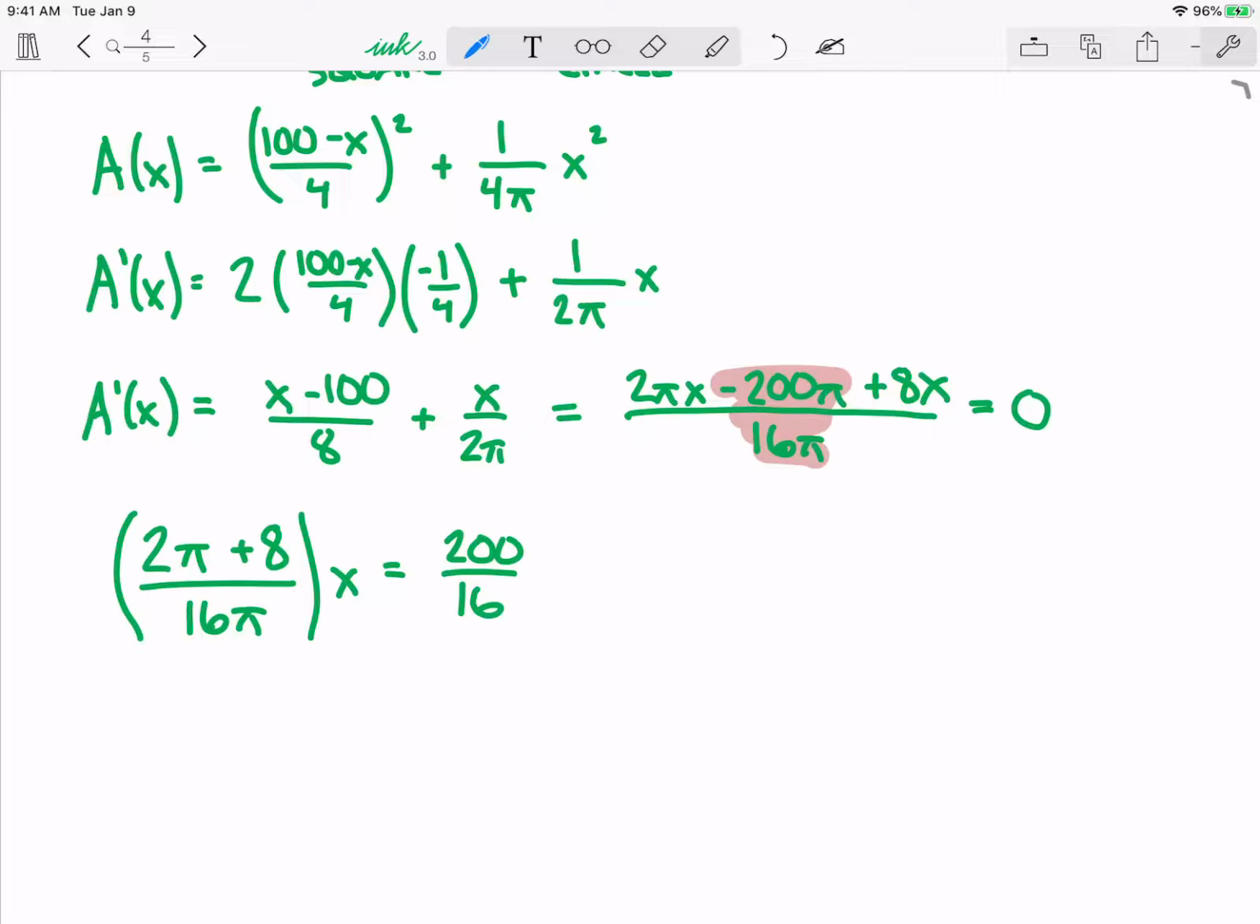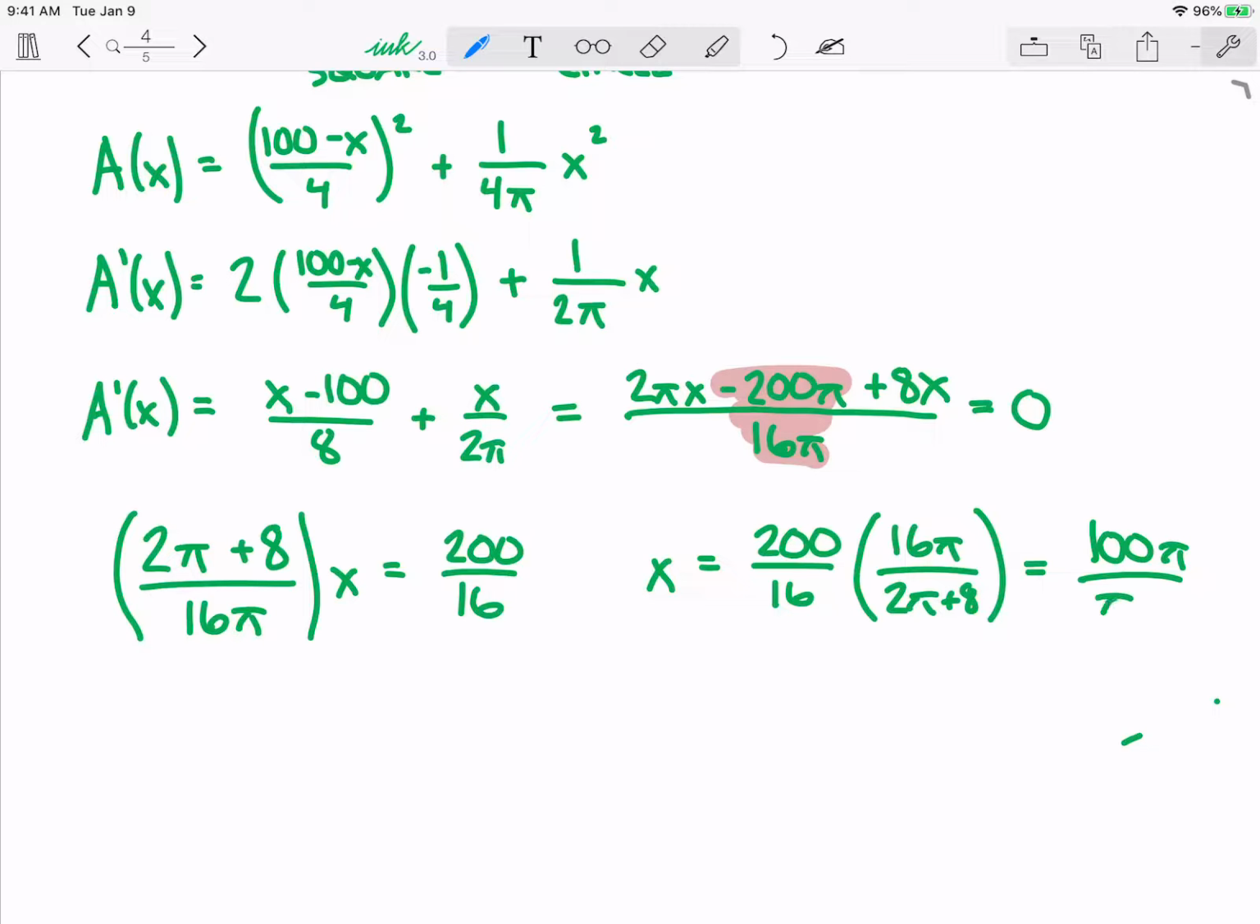So if you solve this, this is a fun practice. This is kind of an Algebra 2 pre-calc question maybe. Multiply by the reciprocal that I was trying to divide by. You simplify that, you get x equals 100 pi over pi plus 4. If you got a calculator on you, you can find out what that simplifies to and figure out where you need to cut along the wire.